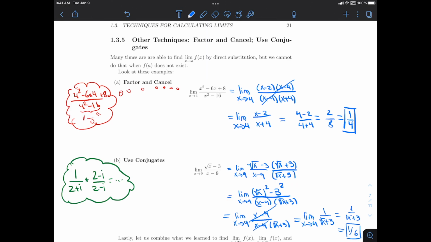3 plus 3 at the bottom there. So that's my limit. A couple of observations before. Same thing, right? X is approaching 9, so it never equals 9. So that means x minus 9 never equals 0, and I'm allowed to cancel these two.